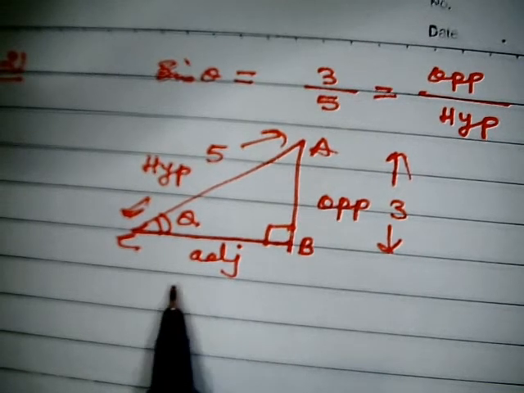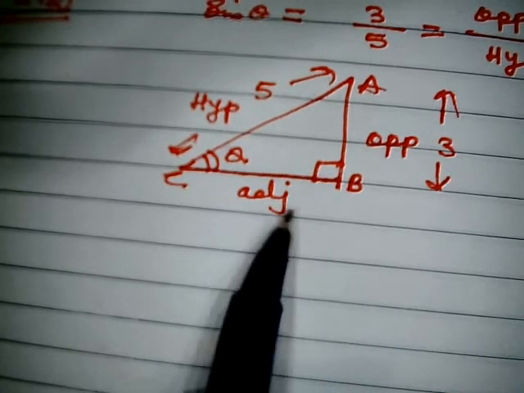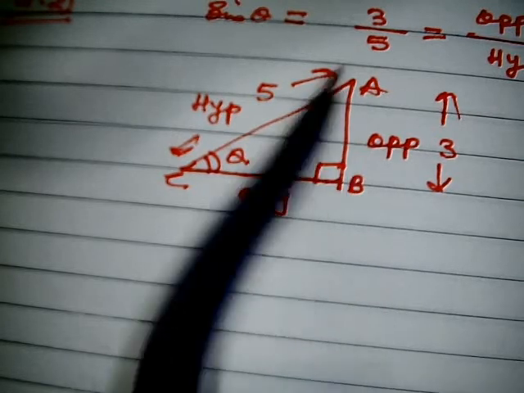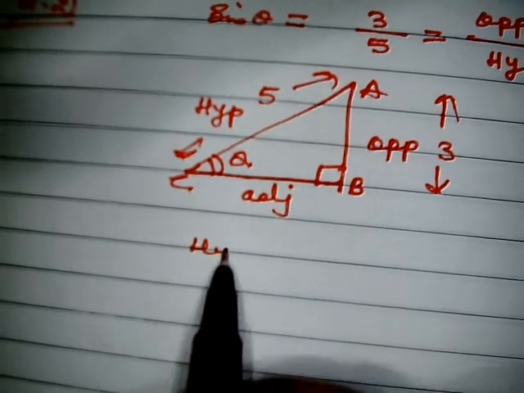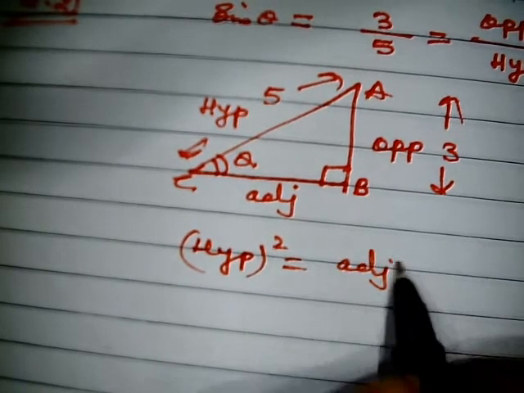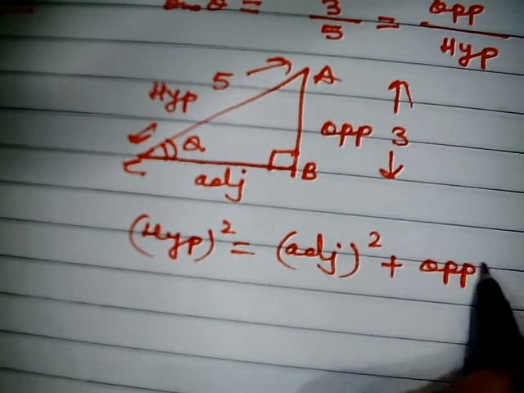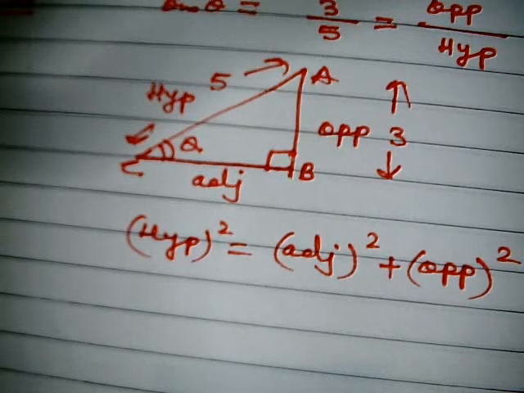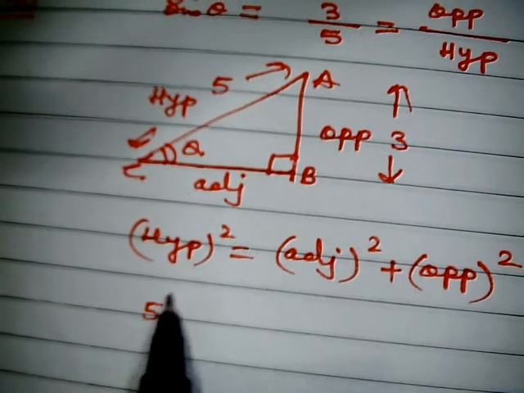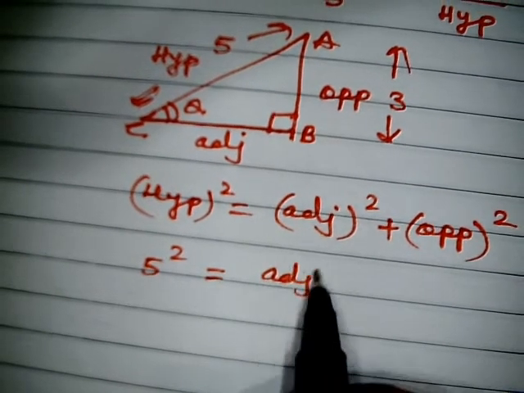So first we apply the Pythagorean theorem to calculate this BC. What is the relation in a right angle triangle, how the sides are connected? We know hypotenuse square equals adjacent square plus opposite square. Correct, this is the relation. So I am going to plug in the values. Hypotenuse is given 5, so 5 square. Adjacent we need to calculate, so adjacent square plus opposite is given 3, so 3 square.